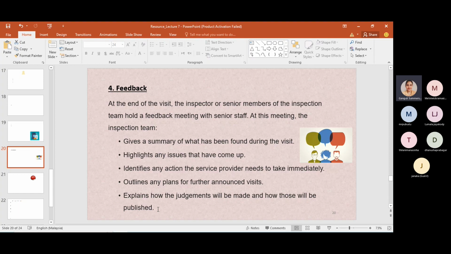So all the information about the entire inspection process will be written in this inspection report. At the end of the inspection, the team will hand over this inspection report to a manager or a senior staff member in the workplace. This report contains all the information about the inspection.